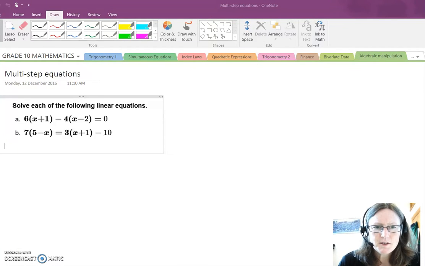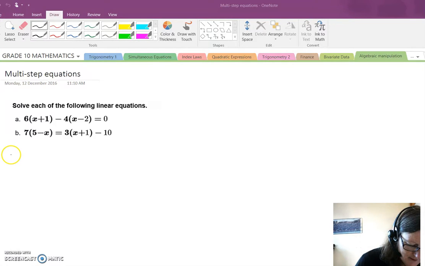Okay, we're going to look at some multi-step equations here. Many equations need to be simplified by expanding brackets, then collecting like terms before they are solved. Doing this reduces the equation to one of the basic types that we've covered in previous exercises and videos. So let's look at our first example here.